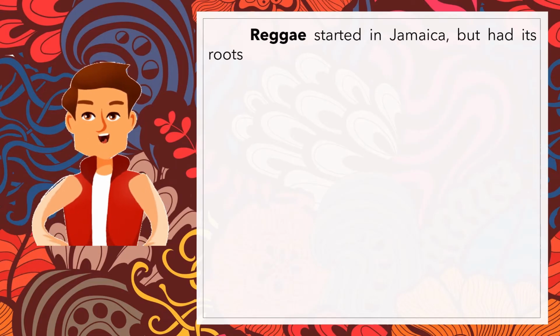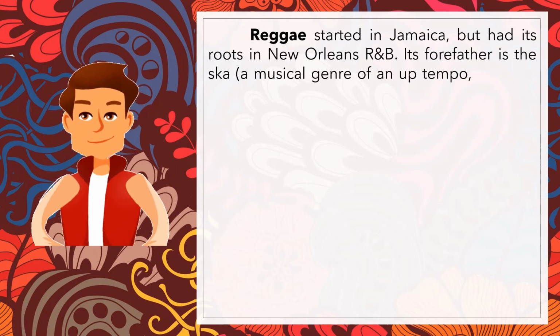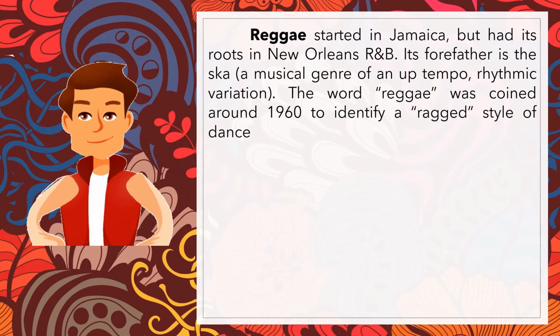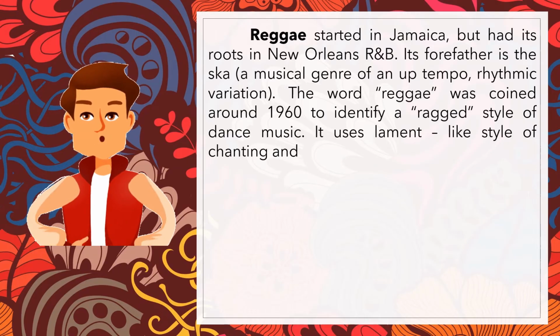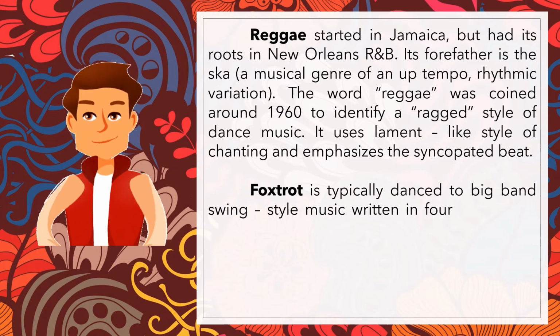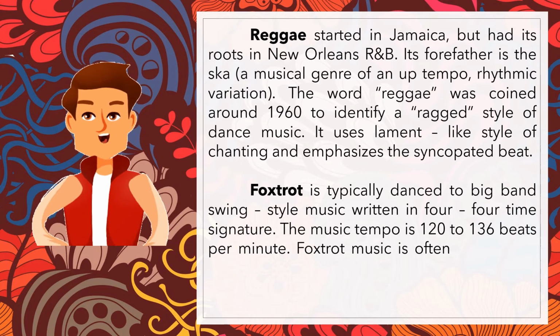Reggae started in Jamaica but had its roots in New Orleans R&B. Its forefather is ska, a musical genre of an up-tempo rhythmic variation. The word reggae was coined around 1960 to identify a ragged style of dance music. It uses a lament-like style of chanting and emphasizes the syncopated beat.